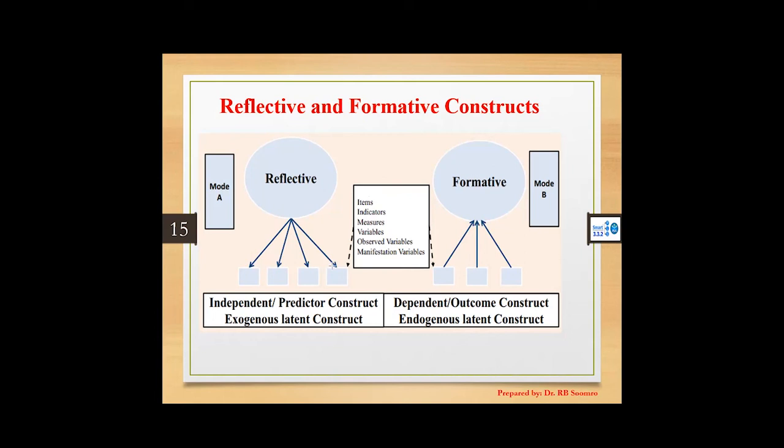These we normally call an item, but other names are also there: item, indicator, measure, variable, observed variable, or manifestation. These are different names for the same thing.